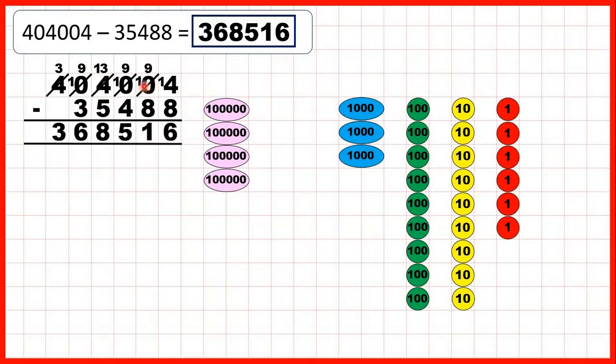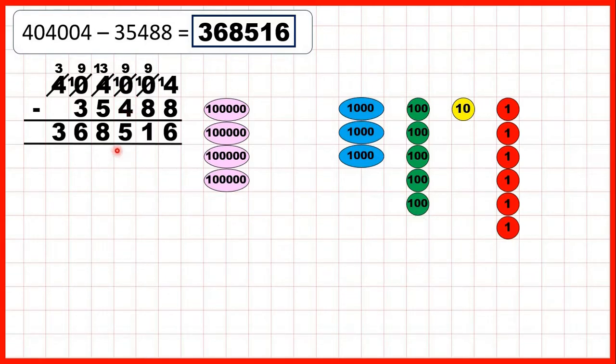Now, because we exchanged, we have 9 tens, and we need to subtract 8 of those tens to leave us with just 1 ten in our answer. And we have 9 hundreds now, because we exchanged. We can subtract 4 of those hundreds to give us 5 hundreds in our answer. But now, because we've exchanged, we have 3 thousands, but we need to take 5 thousands away. To do that, we needed to first exchange one of our 100,000s for 10 10,000s, and then exchange one of our 10,000s for 10 more thousands.